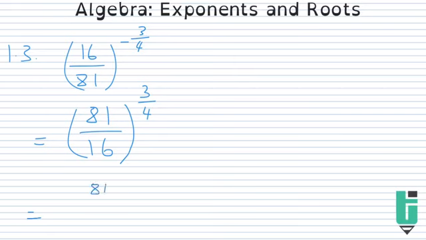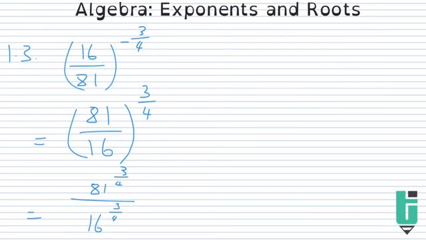So we have 81 to the power 3 over 4 over 16 to the power 3 over 4. Okay, so now we're basically back to the type of thing that we were doing in the previous examples. So if we look at the numerator and the denominator, we have quite a large base to the power of a fraction. So now we're going to deal with these fractional exponents as we did before.